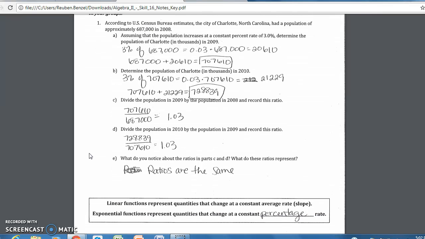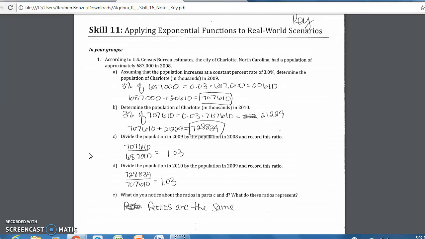So today we're going to do applications of exponential functions. And the first example we would do if I were here, and I'd have you brainstorm about it. Let's say we have a hypothetical city like Charlotte, North Carolina, and it has 687,000 people in 2008. You want to find what the population is going to be next year if there's a 3% growth rate.